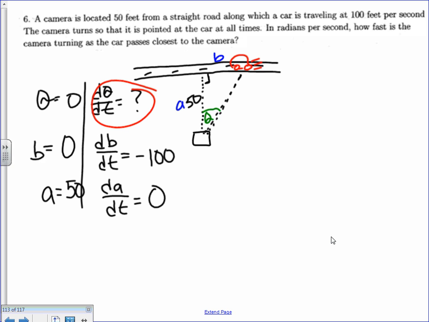Okay, so what sort of equation do we have that relates these things? We have an angle, and we have a couple of sides, and we're in a right triangle, so that means we're going to be using sine, cosine, or tangent.